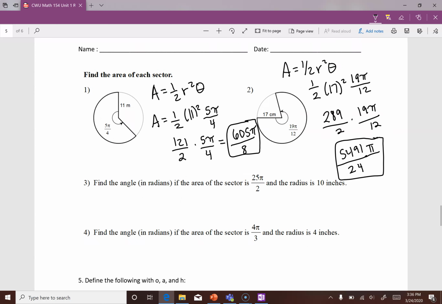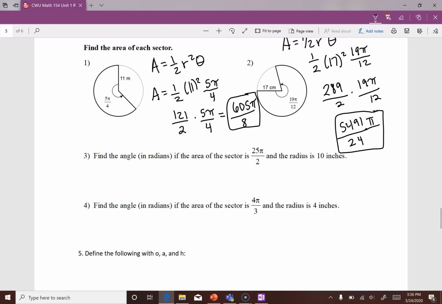All right, next question here. Find the angle. So we're solving backwards. We're given the area and we are also given the radius. So here I'm going to use this formula, but I'm going to plug right in right away. So I know that we have 25 pi divided by 2 is equal to 1/2 10 squared theta. Okay, let's reduce that. 10 squared is 100, and 100 divided by 2 is 50. So this whole thing becomes 50.